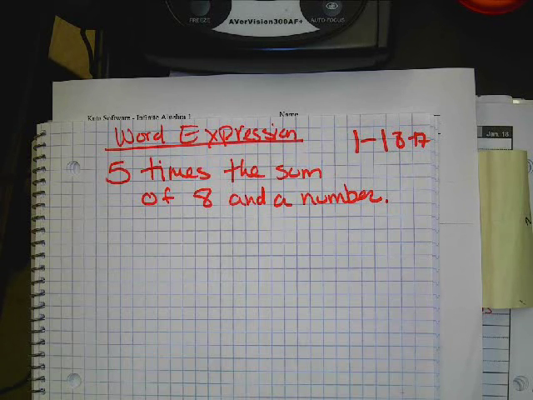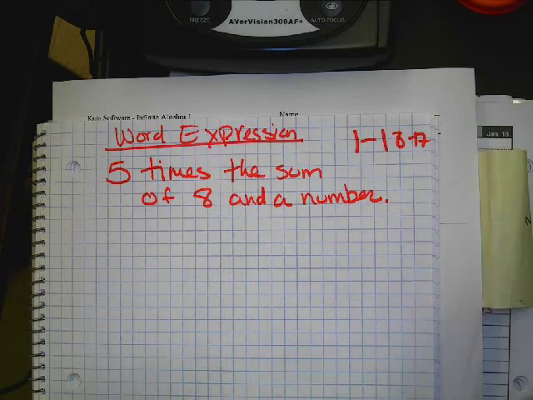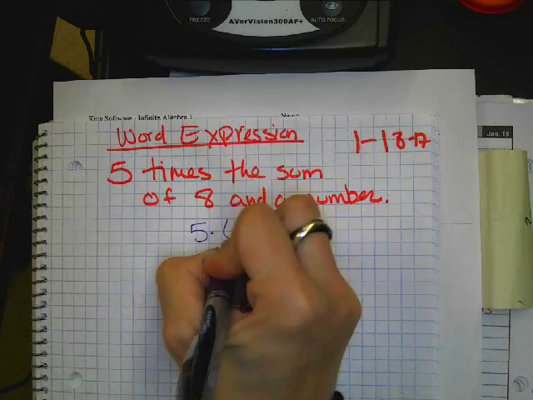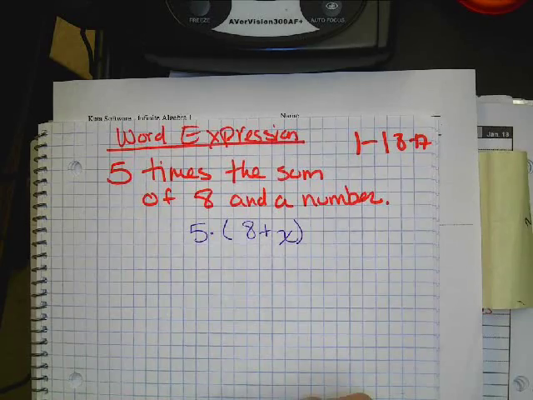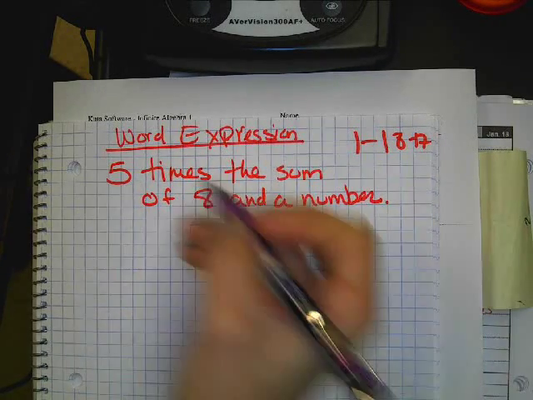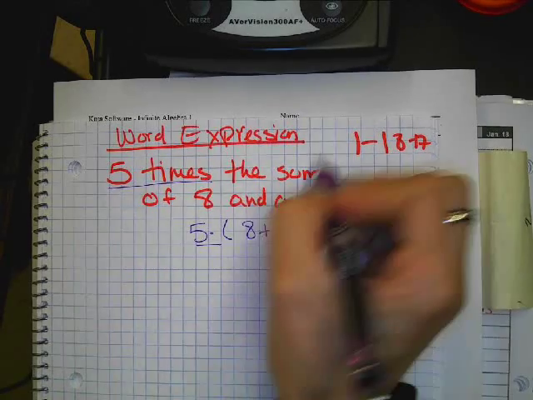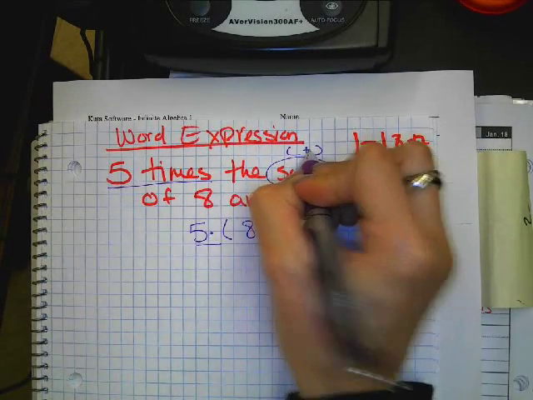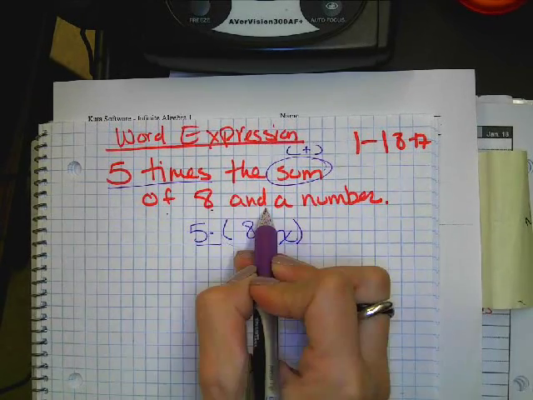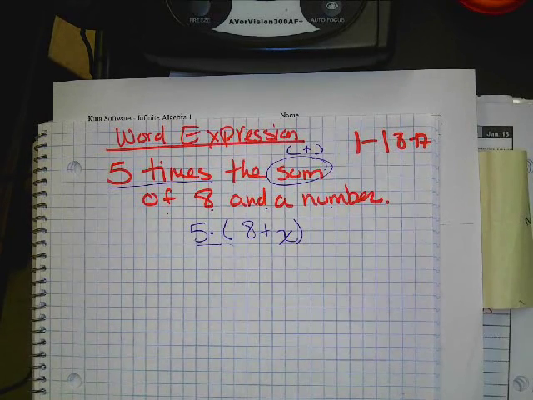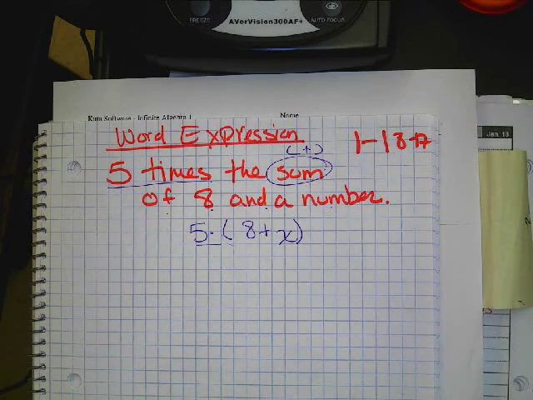All right, who wants to tell me, what do I write down? Good. Got that right? So 5 times, here's my 5 times. Sum means parentheses and an addition, so there it is. Parentheses and addition. What goes inside the parentheses? Of 8 and a number. When you read a number, it means a variable. Pick a variable. Just don't use O or S or T. A is fine. A lot of people use X and N. It's fine. All right.